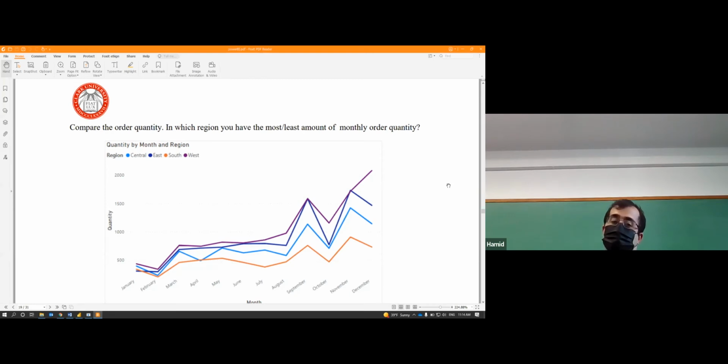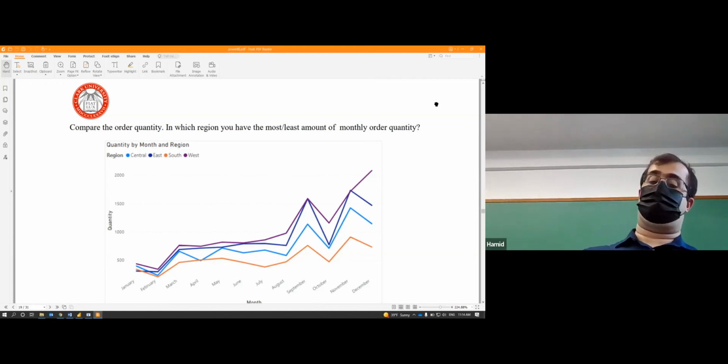Okay, the next challenge: compare the order quantity. In which region do you have the most or least amount of monthly order quantity? So it seems we are drilling down on date, getting to the month as the time unit, and we also look at the quantity of different regions.